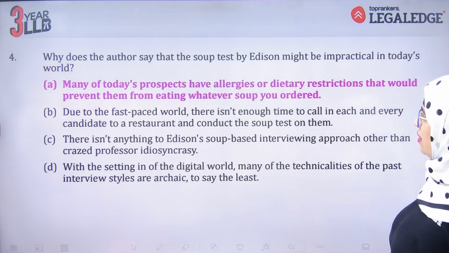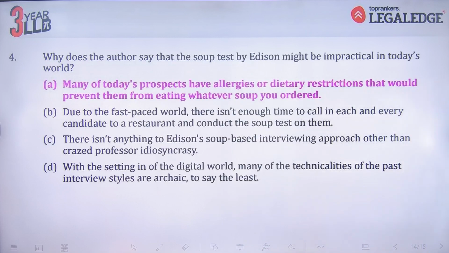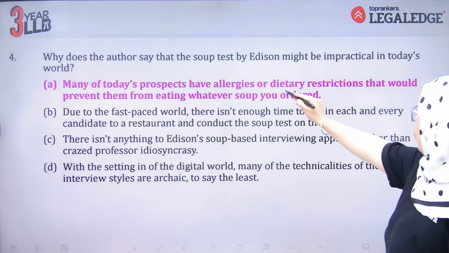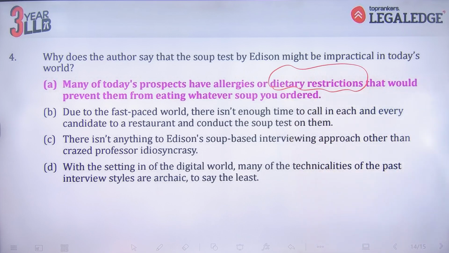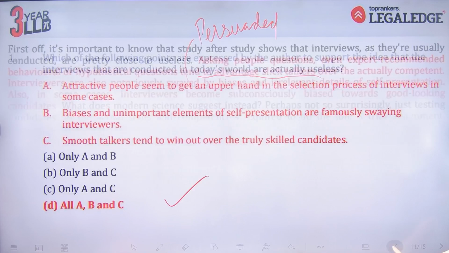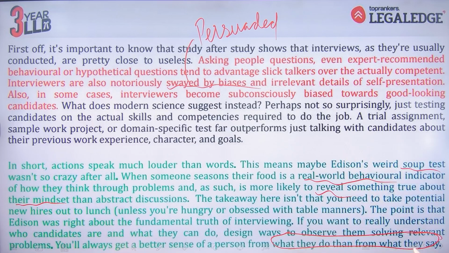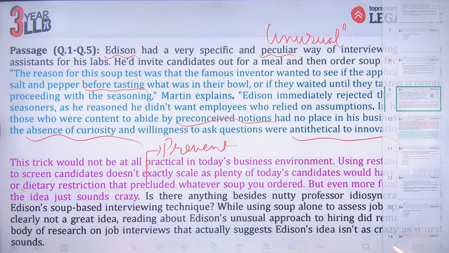Now, next question देखिए. What does the author say that soup test by Edison might be impractical in today's world? Author has mentioned only one restriction, that is dietary restrictions. All right, one reservation. So author has mentioned it here in the passage. If you see this, I have highlighted the statement.